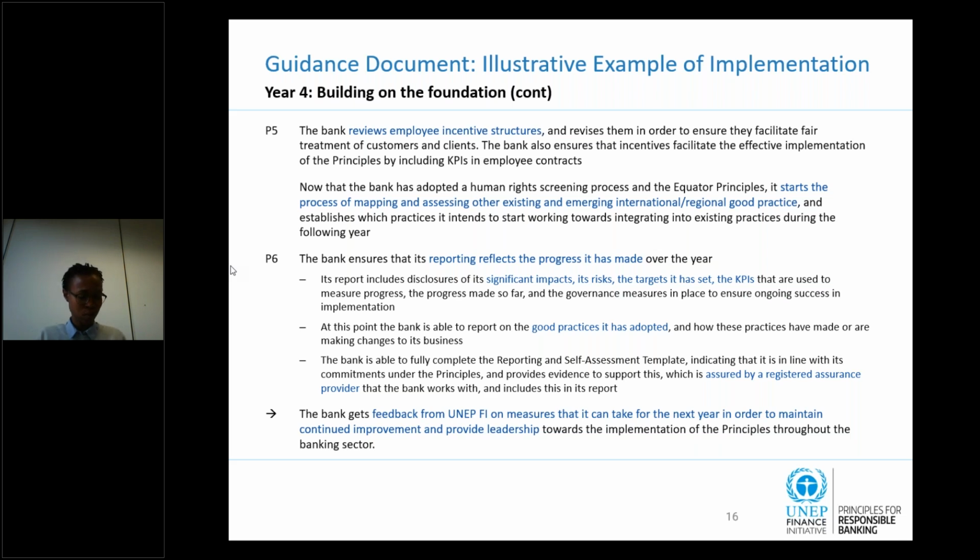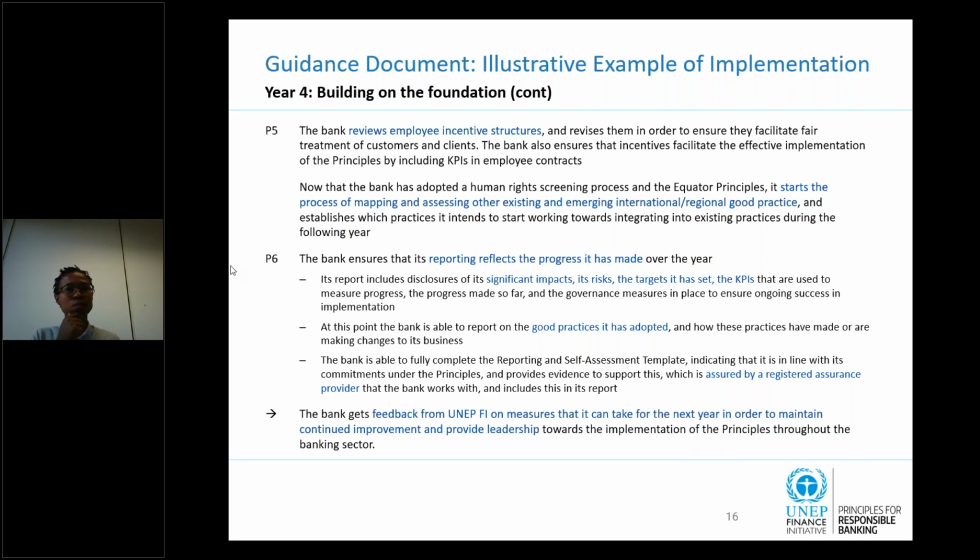So back to reflecting on year 1, there were some elements of that reporting template it could fill out. By year 4, it's now able to fully complete that template and really able to demonstrate that it's in line with the commitments under the principles. There's lots of evidence to demonstrate this, and it's been assured by a registered assurance provider.